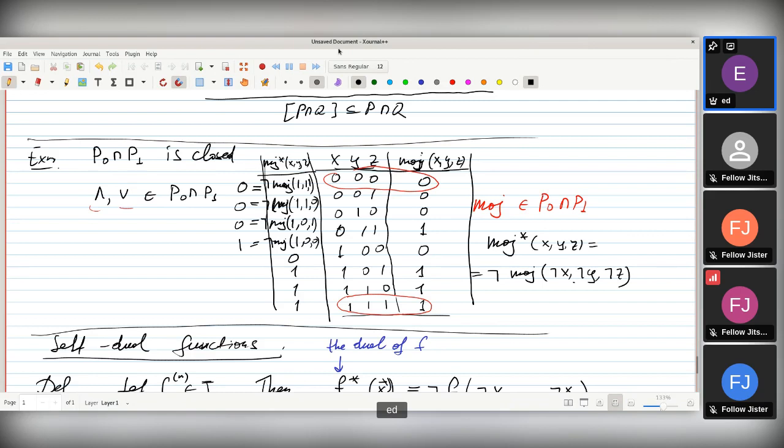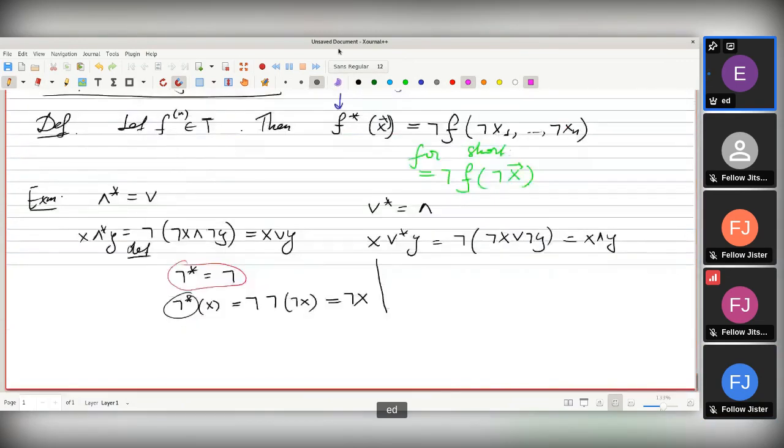Is it clear? Yes. That means that our majority function equals its dual. Interesting. One more thing to consider.